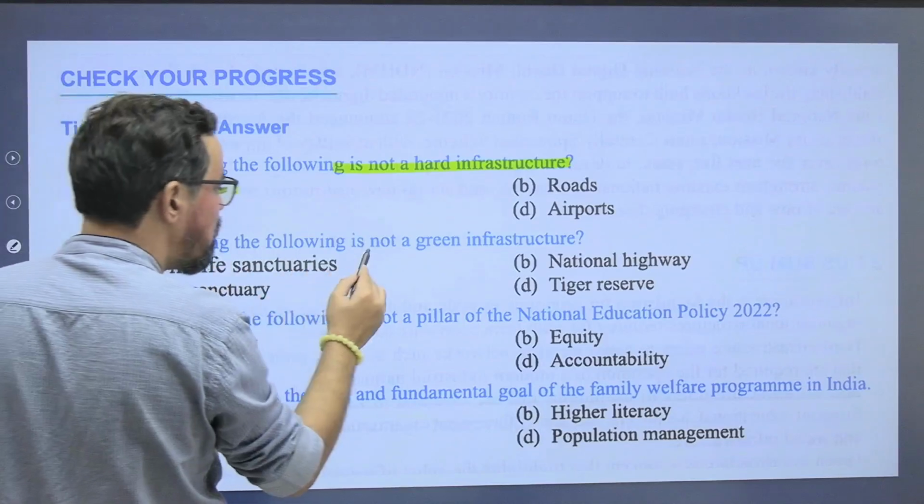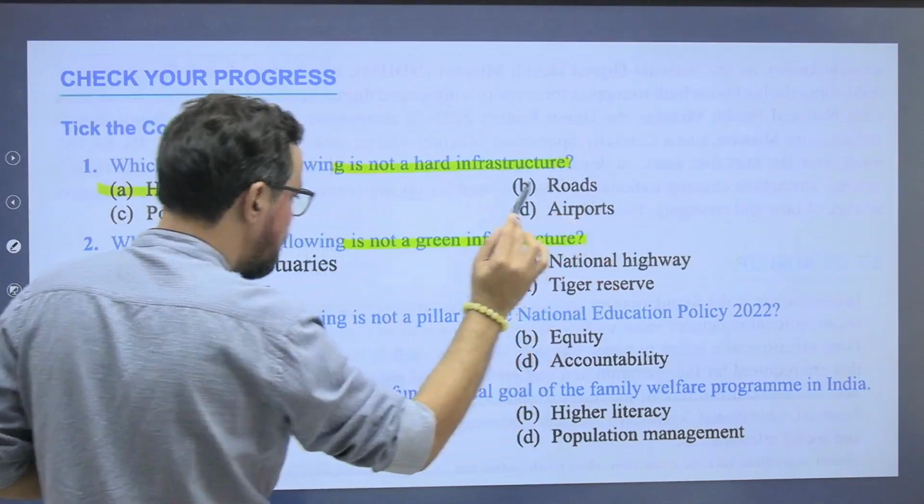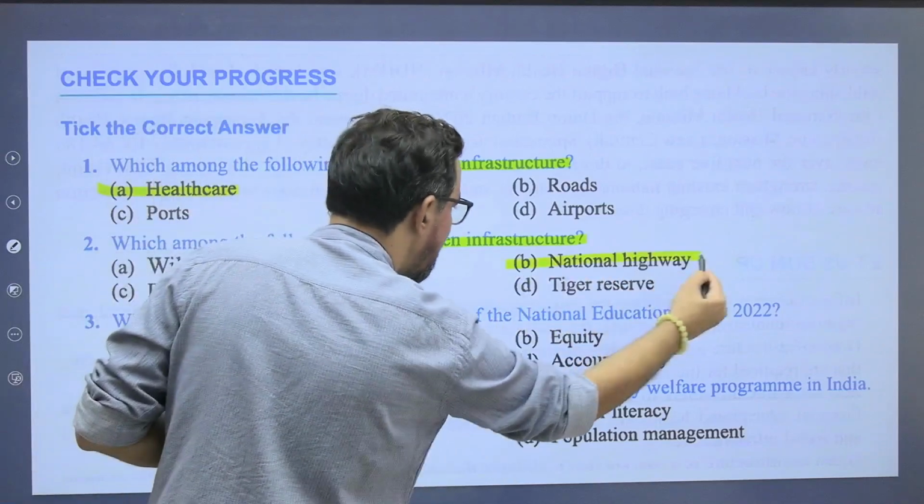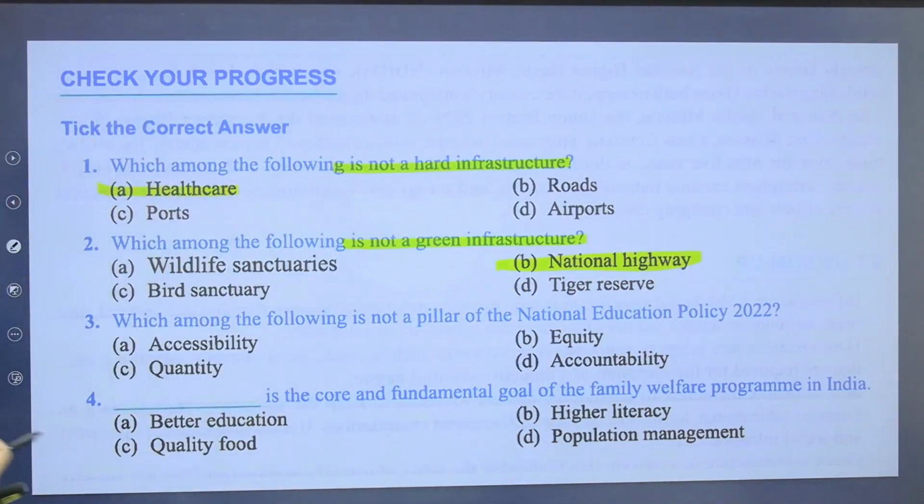Which among the following is not a green infrastructure? Okay? So not a green. Wildlife, bird sanctuary, tiger. These all are green. Highways, national highways, they do not fall under the category of green infrastructure. They are hard infrastructure. Okay? And which generally impact the green infrastructure.